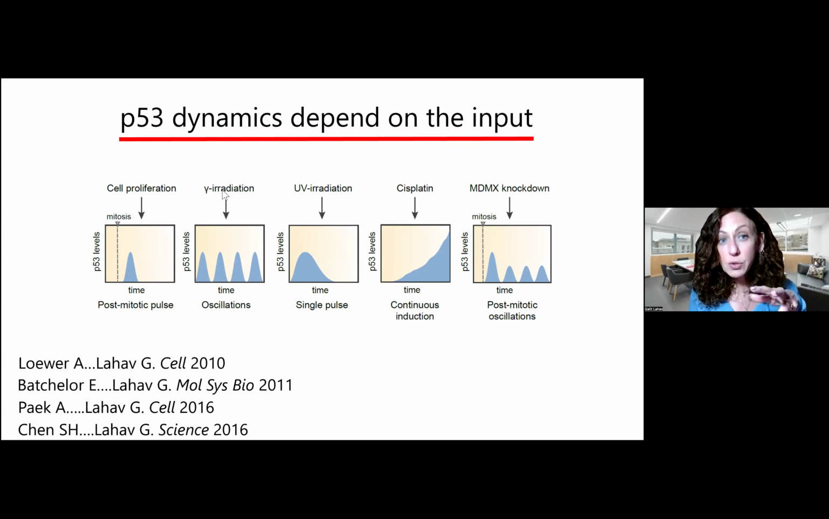I showed you so far the response to gamma radiation, but throughout the years, we tried different treatments and we found that P53 dynamics depend on the input. So in response to gamma, it oscillates, but in response to UV, which leads to a different type of DNA damage, you just get one big pulse. And I want to show you a few slides about a study about cisplatin. Cisplatin is a chemotherapeutic drug that is one of the standard drugs in the clinic, and that leads to a different type of behavior. P53 levels just go up, up, up, up.